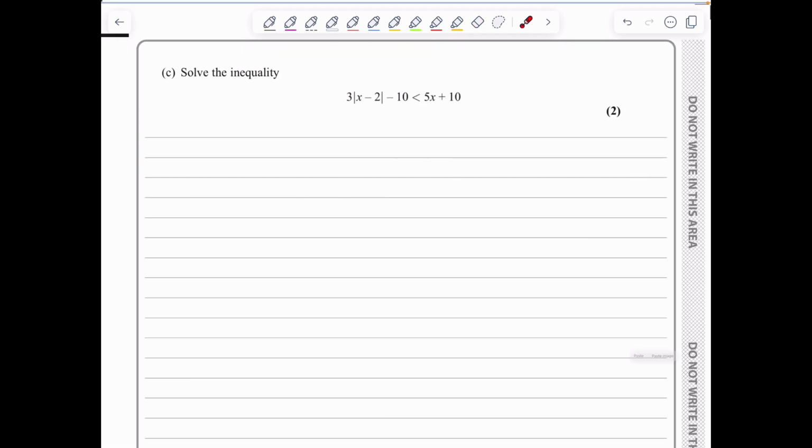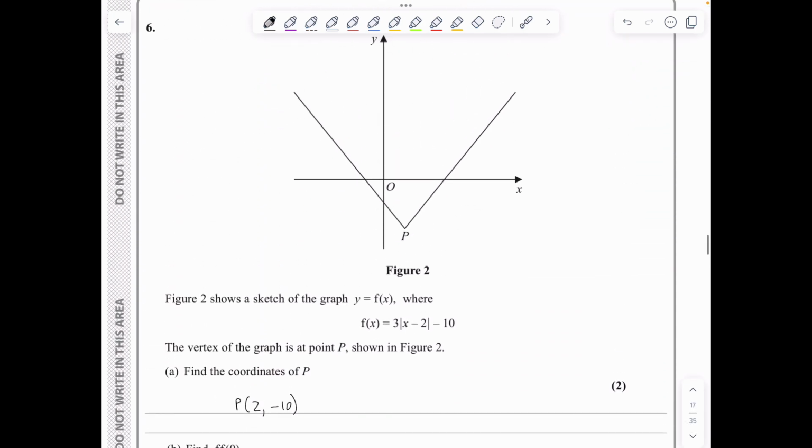In part C, we need to solve the given inequality, and the first thing to do is go back to the graph given here and identify each of the line segments with their individual equations. Well, on the right hand side, we are looking at y is 3 brackets x minus 2 minus 10. So the modulus is behaving like a normal set of round brackets. So I'm getting y is 3x minus 6 minus 10, which is y is 3x minus 16. Whereas on the left hand side, we've got y is minus 3 brackets x minus 2 minus 10. So this time the modulus behaves like a normal set of round brackets with a negative sign outside. So we get y is minus 3x plus 6 minus 10. So we get y is negative 3x minus 4.